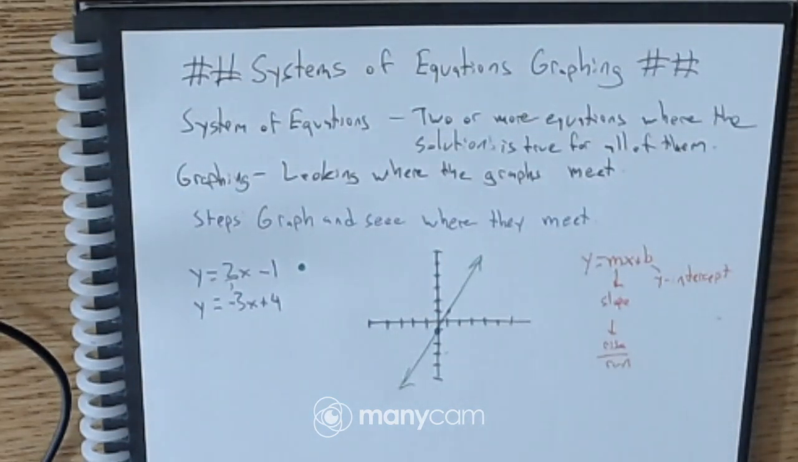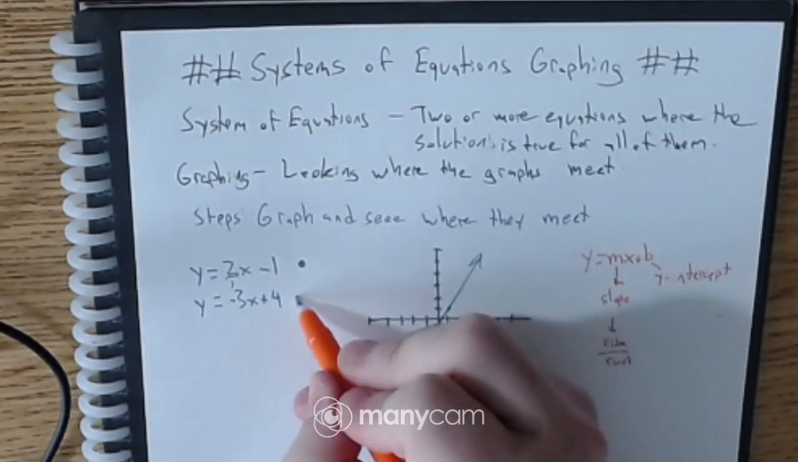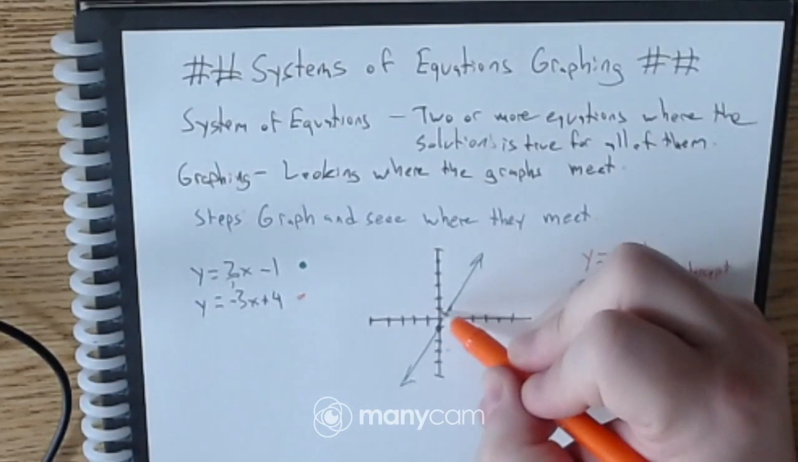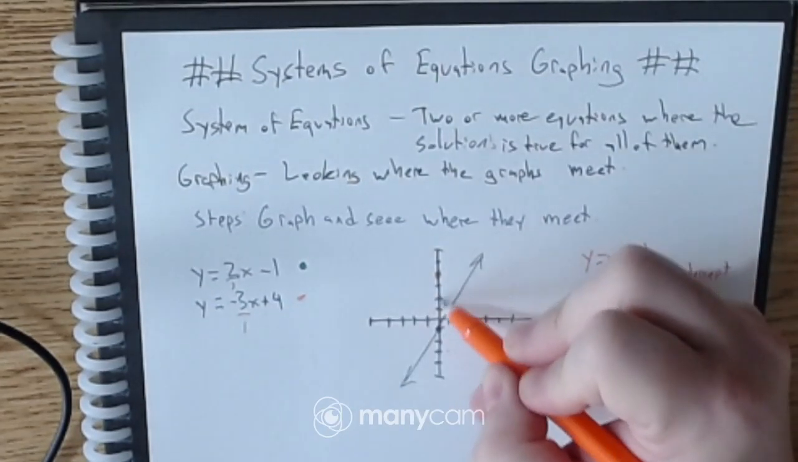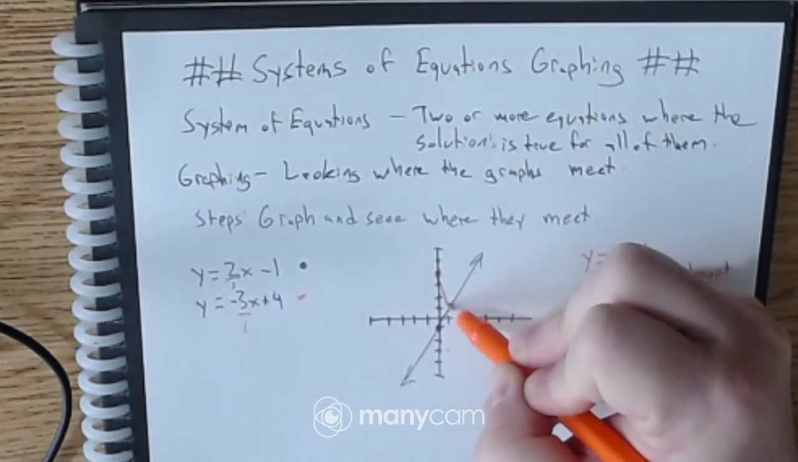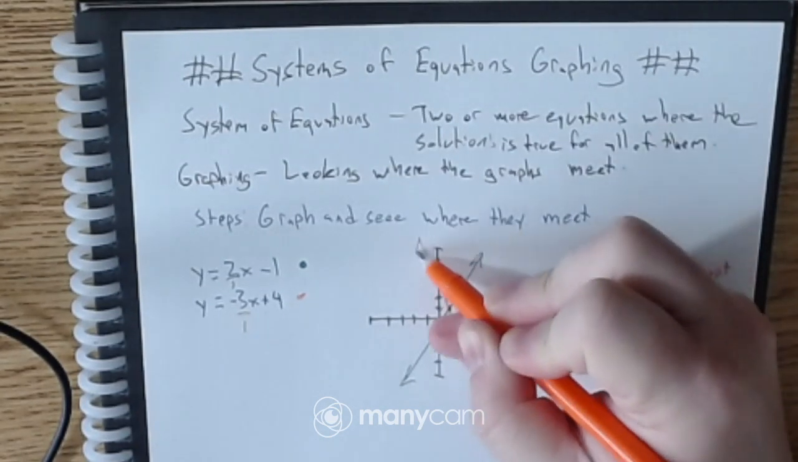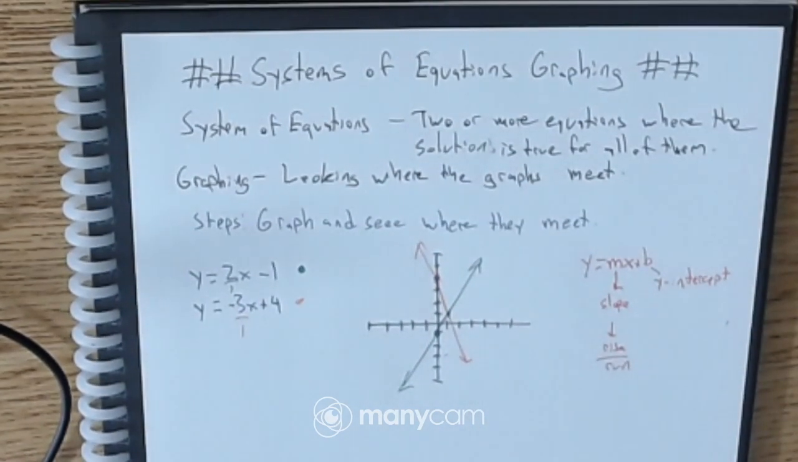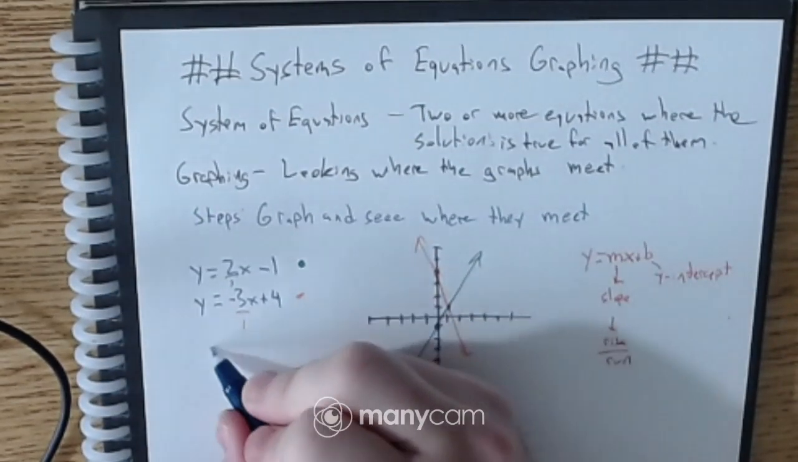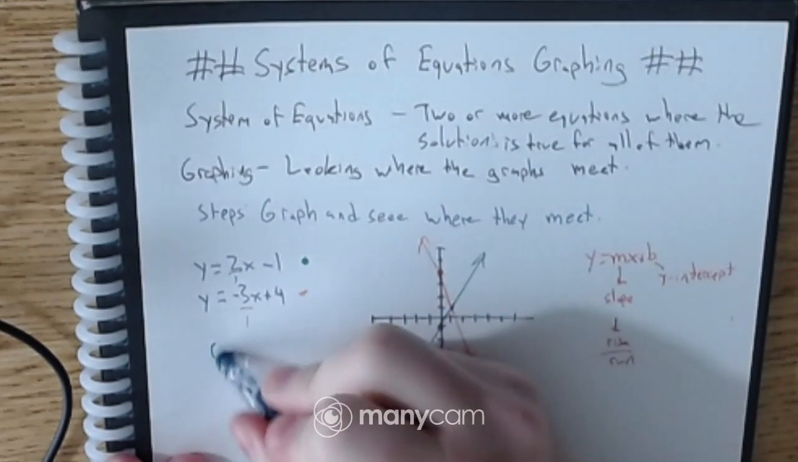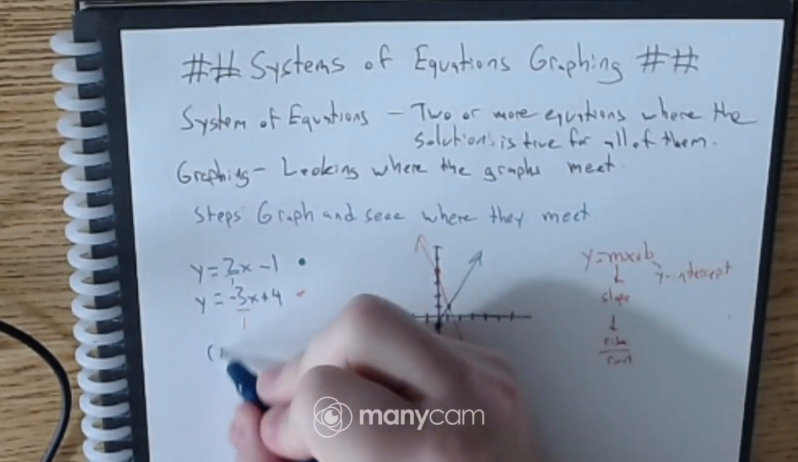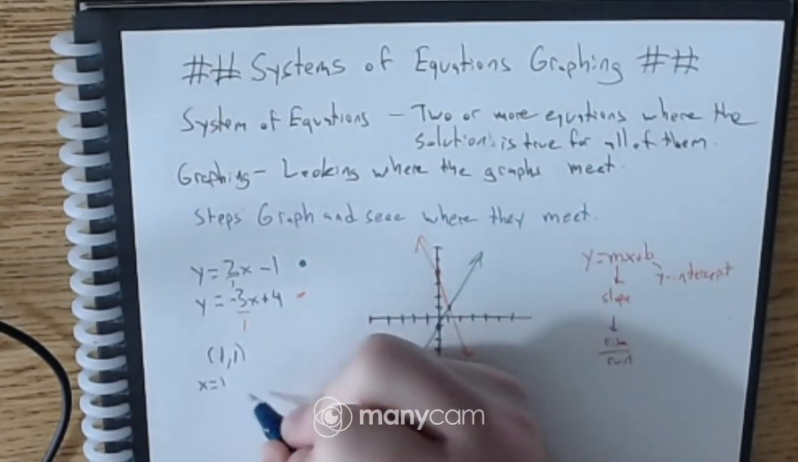There's our line. Now if we want to draw this next one, the lonely number is positive 4, so you go 1, 2, 3, 4, then down 3 over 1. 1, 2, 3, 1. And we see it crosses at the dot (1, 1). So there's a couple different ways you can write your solution. You can just write (1, 1). You can also write x equals 1, y equals 1.